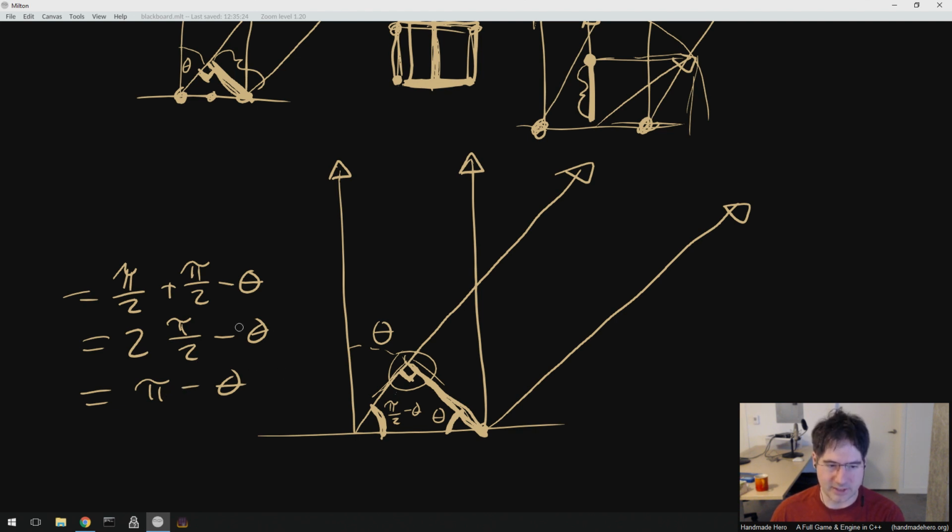Or pi minus theta, right? Which is on this side of the thing. And we know that we need this thing to add up to pi, right?